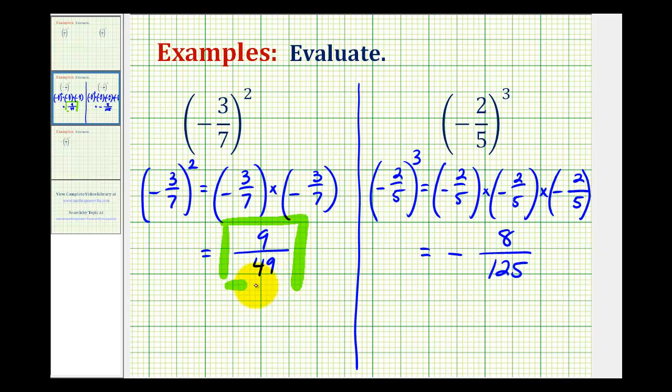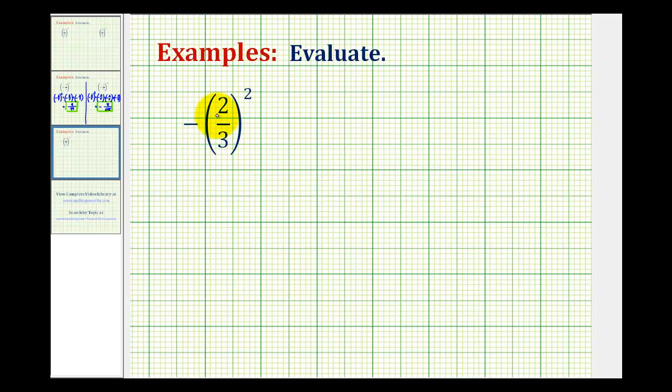Now I do want to take a look at one more example to emphasize how important it is to pay attention to the sign. Notice in this example the negative is outside the parentheses, so our base is actually positive 2/3 and the exponent is 2. And remember, you can think of this negative sign as the opposite, so we could think of this as the opposite of positive 2/3 squared.